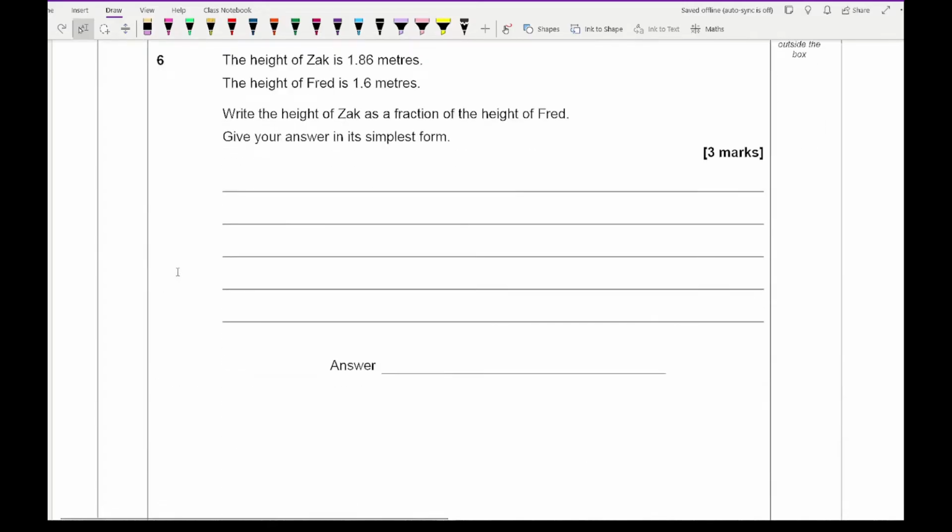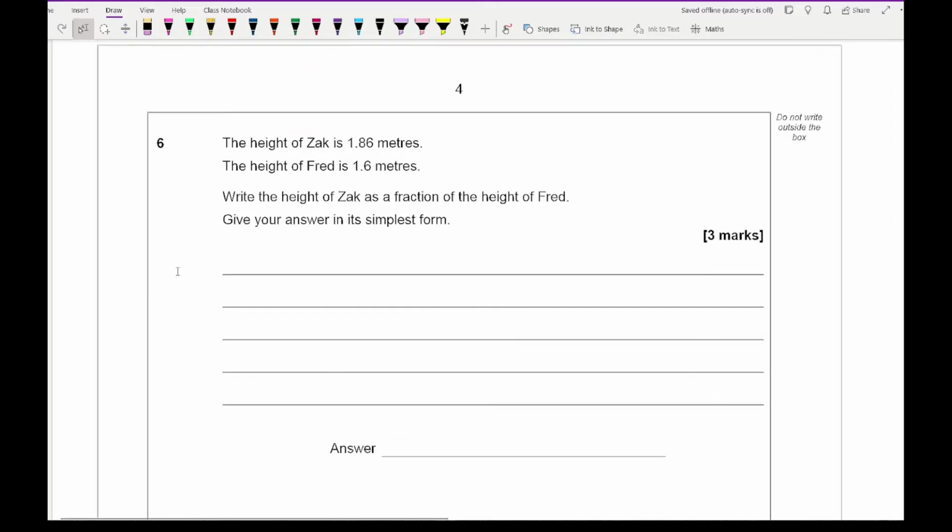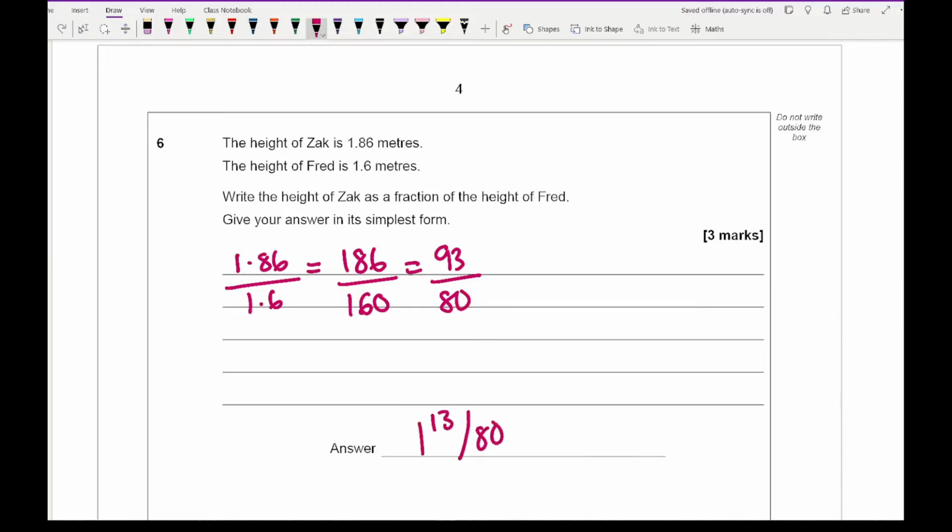Then moving on to question 6, it says the height of Zach is 1.86 meters, the height of Fred is 1.6 meters. Write the height of Zach as a fraction of the height of Fred. Give your answer in its simplest form. Here what we're doing is 1.86 over 1.6. Converting that into centimeters, we get 186 over 160. Then we simplify that as 93 over 80. From this, you can either write it as a mixed number, 1 and 13 over 80, or you could leave your answer like so. Either of those two answers will be fine.